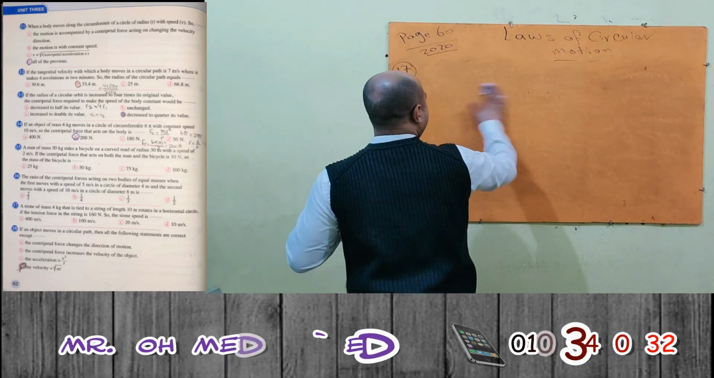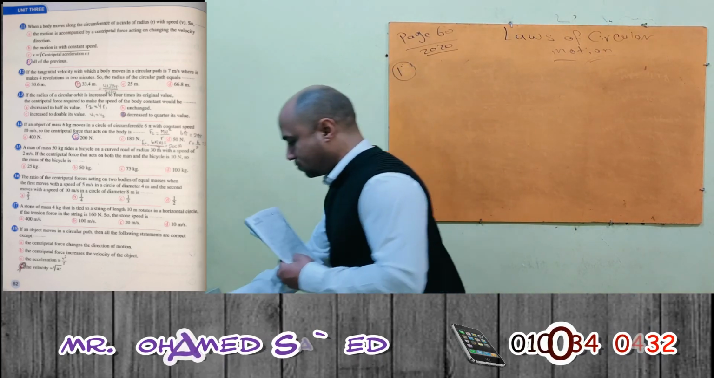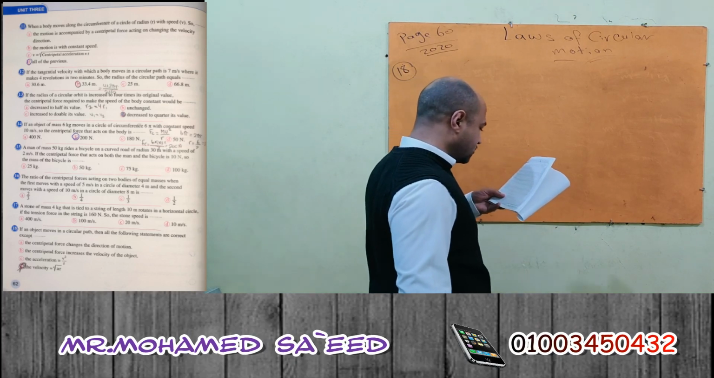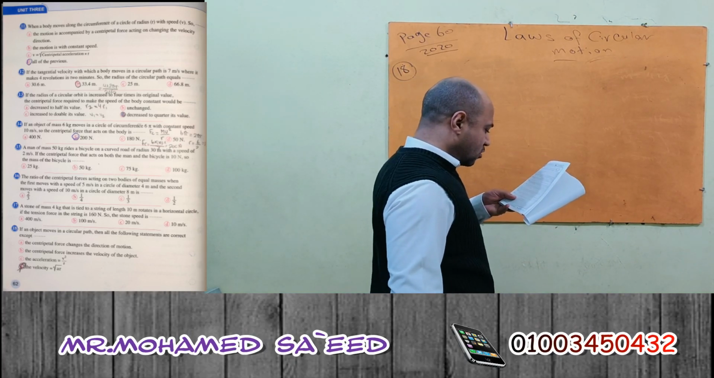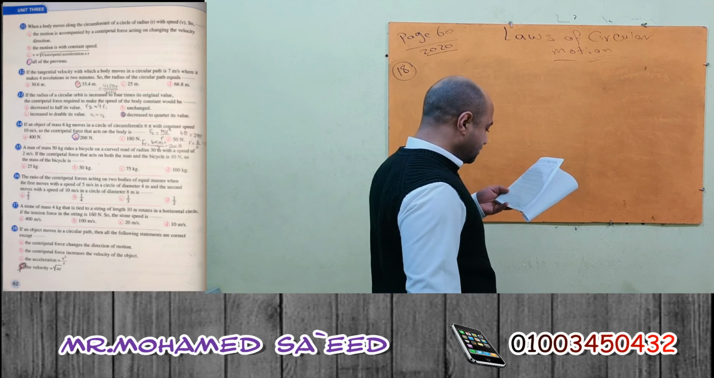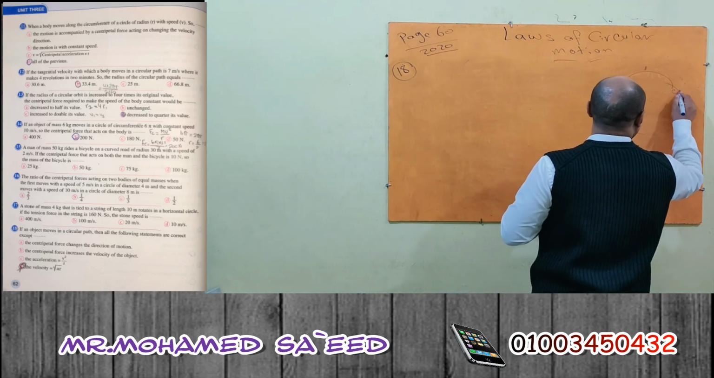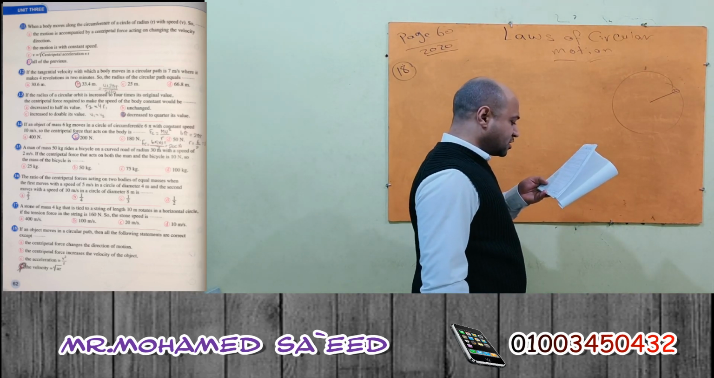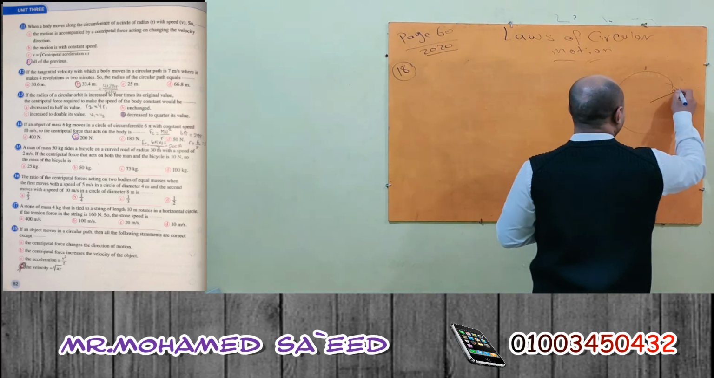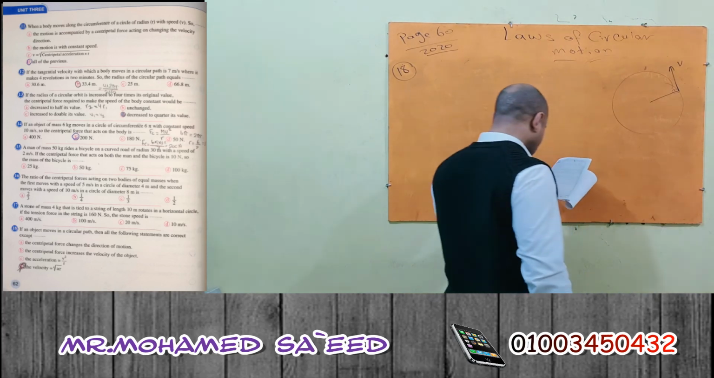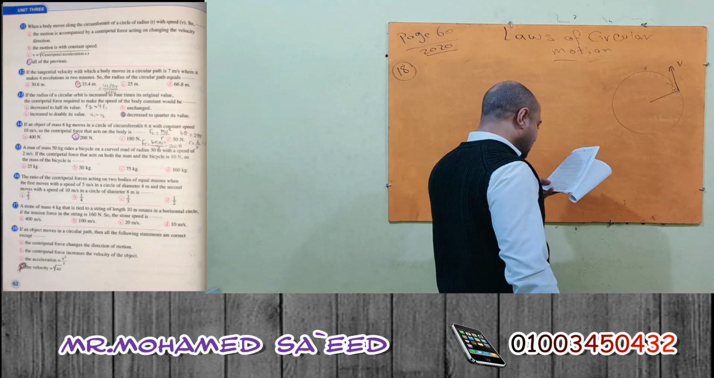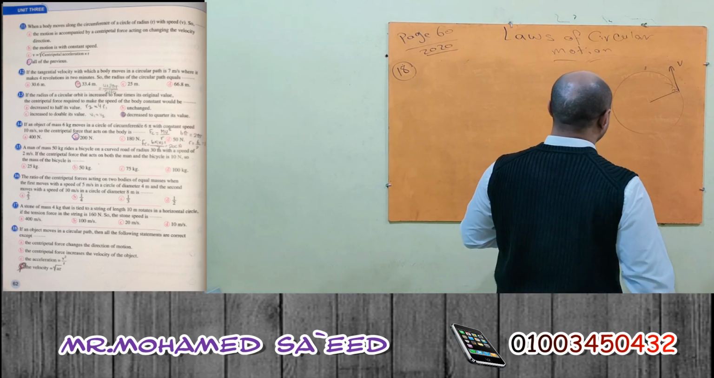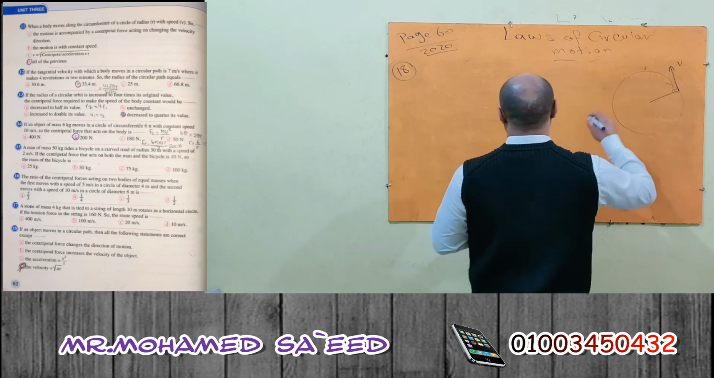Question number 18. If an object moves in a circular path, then all the following statements are correct except: The centripetal force changes the direction of motion. This is true. The centripetal force increases the velocity of the object. That's wrong. The centripetal force changes the direction only. So the true answer is B.